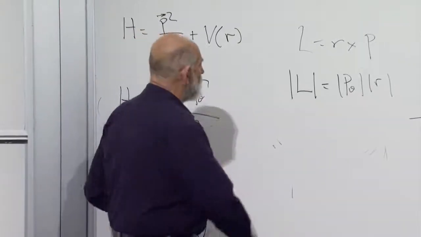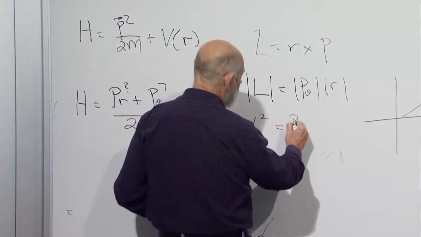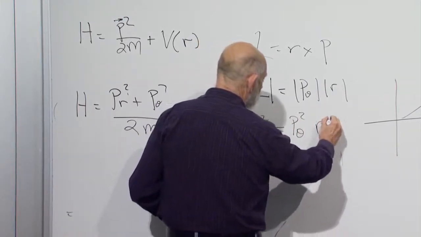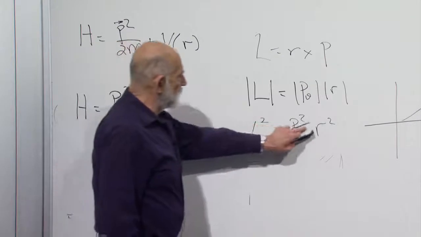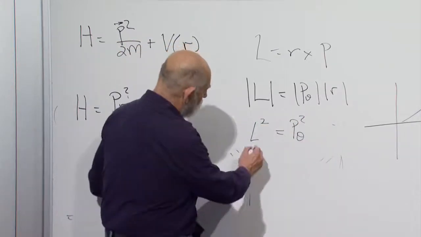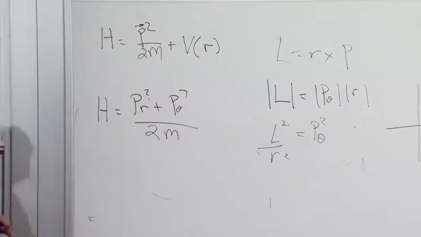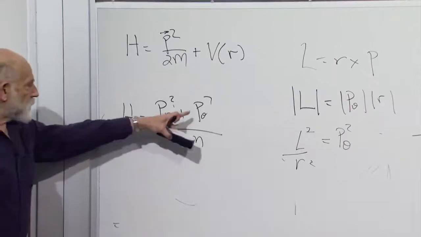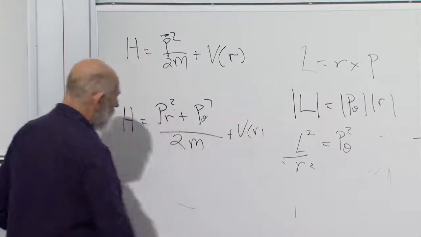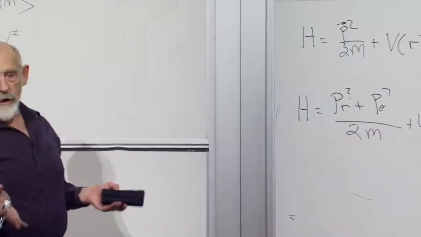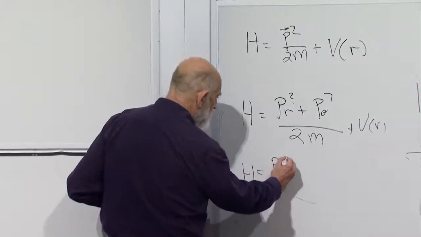Or another way to write it is that, first of all, L squared is equal to p theta squared times r squared. And now let's write p theta squared is L squared over r squared. That was easy. And let's stick it into the Hamiltonian. P r squared plus p theta, oh, this is not, I'm sorry, you didn't correct me, plus V of r. Okay, p r squared, well, that's just p r squared. H is p r squared over 2m.